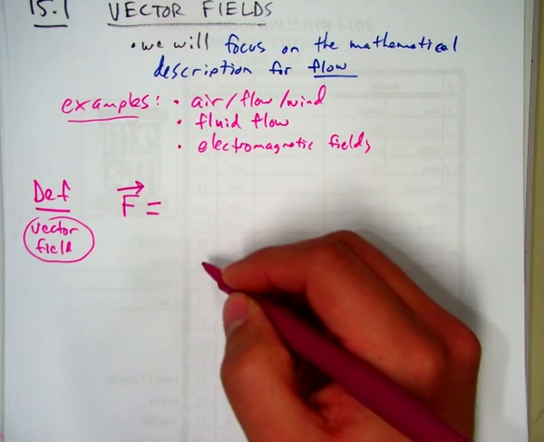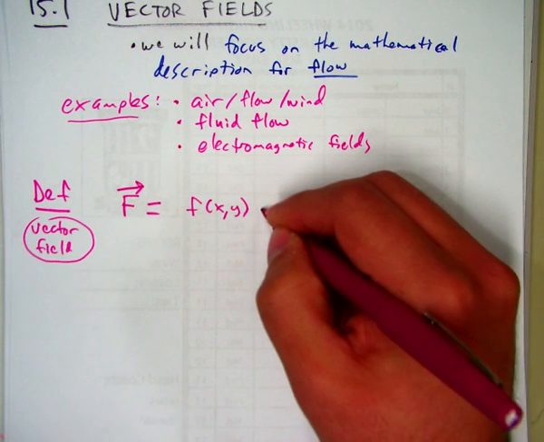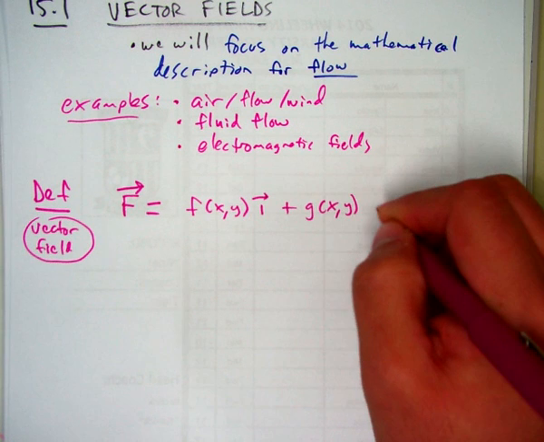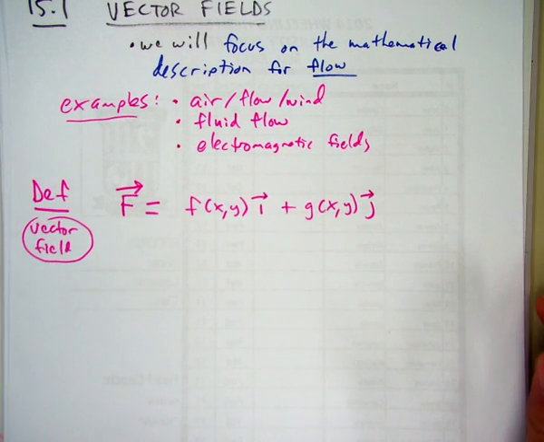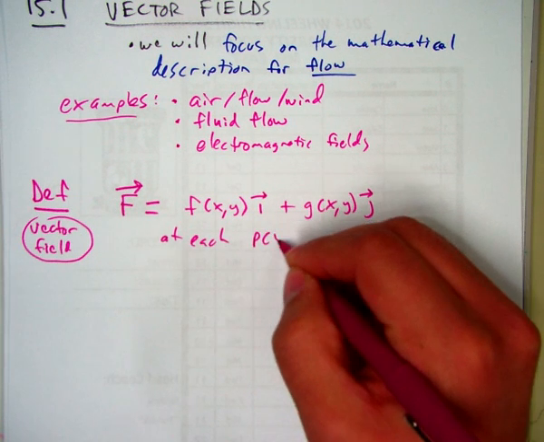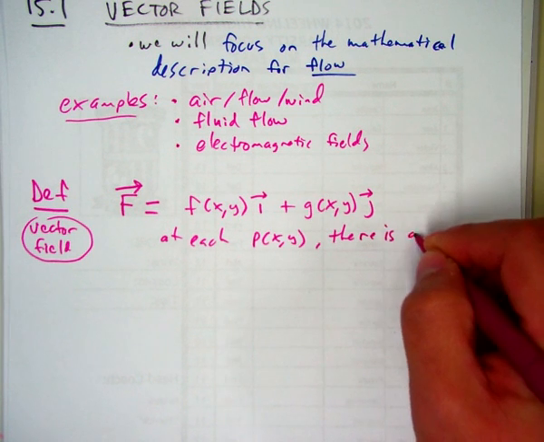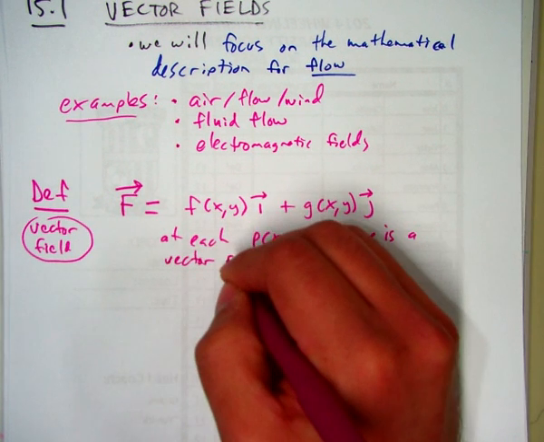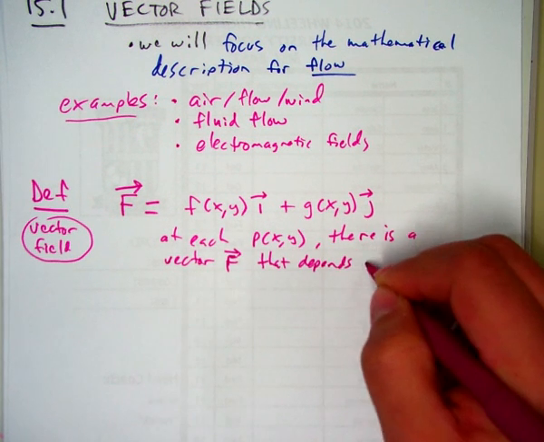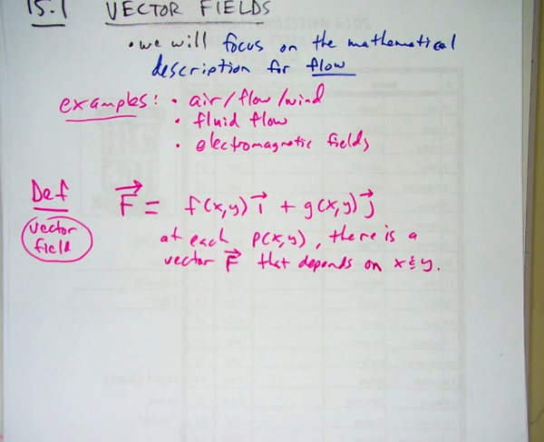You have a force vector that will be defined in terms of a function for the i and j components. In other words, at each point, there's a vector F that depends entirely on x and y. That's how we figure out what the vector looks like at that point.